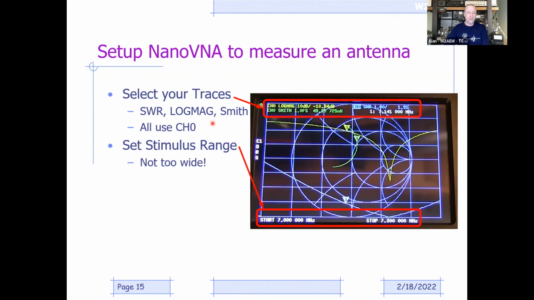So you set your traces, set your stimulus range, run your calibration. Again, the calibration sets up the measurement plane. I've got some videos on this, and it's another topic we can go into, but it's just a good idea to calibrate where your transmitter connects. So the NanoVNA is going to see what your transmitter sees. And then go make your measurements.